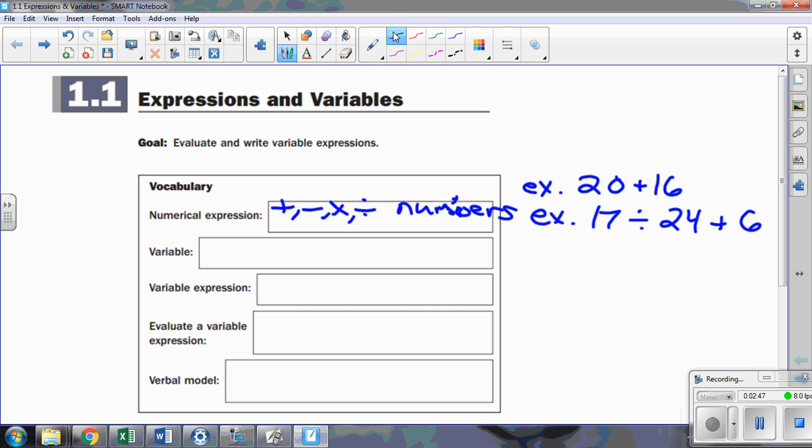Coming to the next one, a variable. Pretty simply, a variable is going to be a letter. But they're letters for things that, for numbers, we don't know.